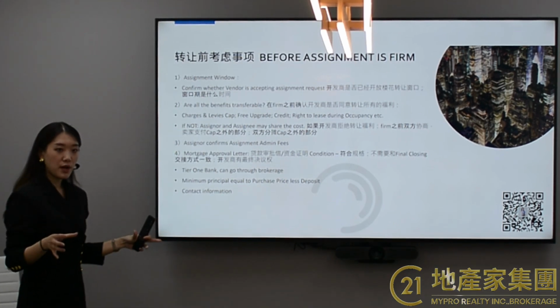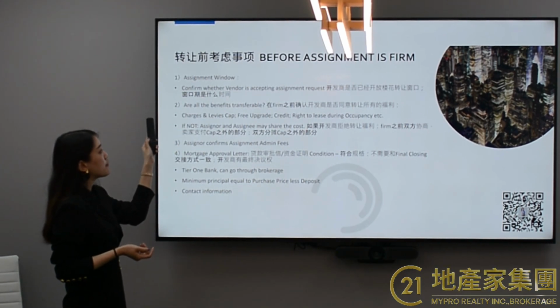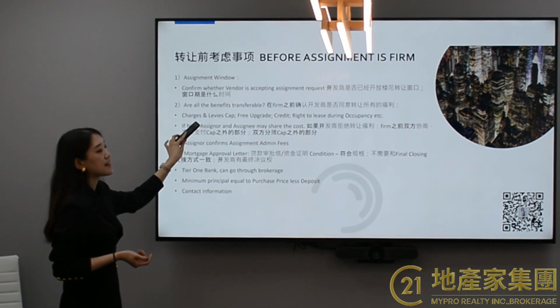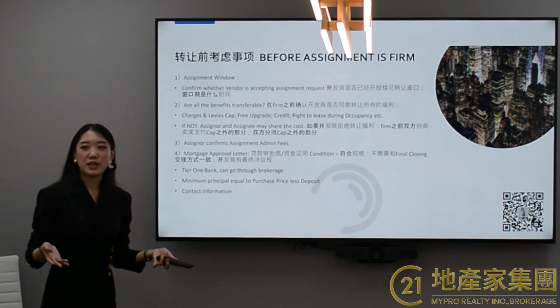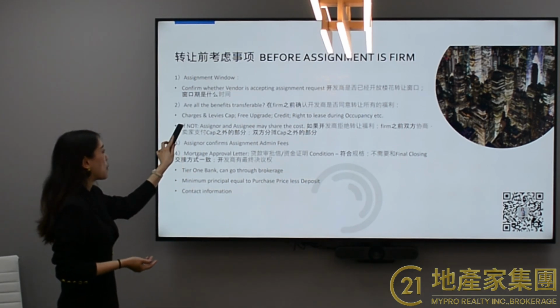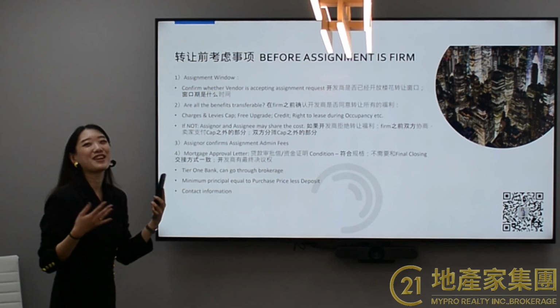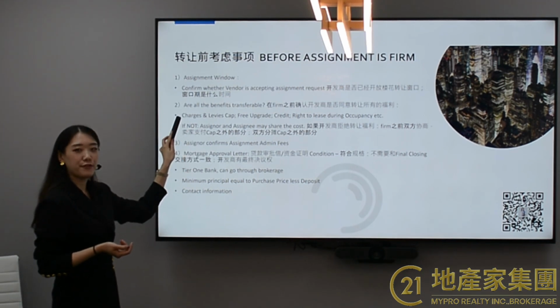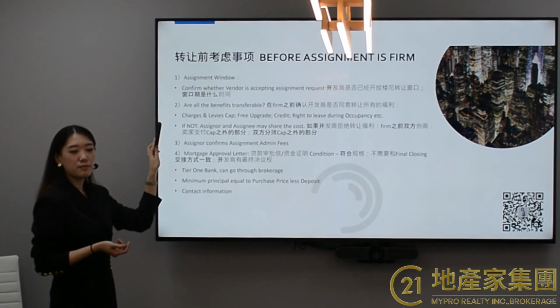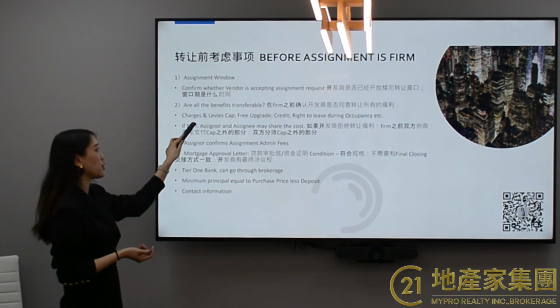So you still have a review condition. If the vendor emails you back saying, "Oh, sorry, nothing is transferable," we have seen it happen, because the vendor wants to make money out of the assignment, right? By waiving all the benefits, they can make a lot of money. Okay, so if that's the case, because the offer is not firm yet, you still have a chance going back to the assignor to negotiate how to deal with this.